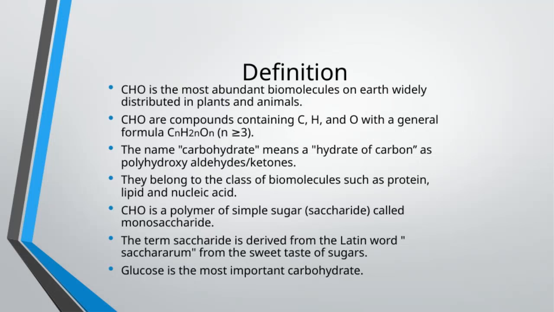Let's start by looking at what carbohydrates, or CHOs, really are. They are the most abundant biomolecules on Earth, and you'll find them everywhere, widely distributed in both plants and animals. Now, these compounds contain carbon, hydrogen, and oxygen, following the general formula CnH2n, where n is 3 or greater.